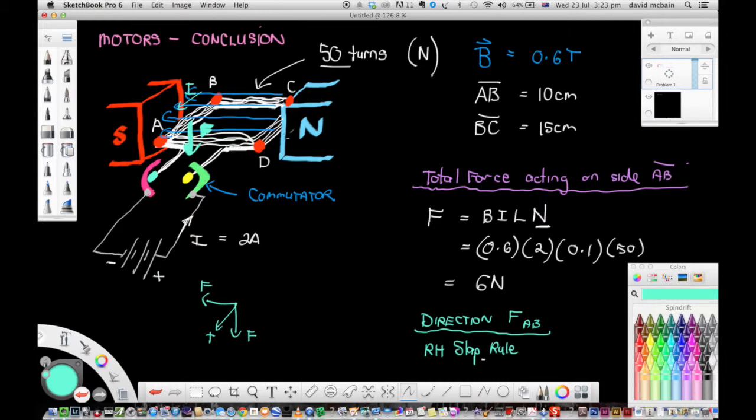And that means by default, if we look at the other side of the coil, because the current is going the opposite direction on this side, the force must be going up. And you can confirm that using the right hand slap rule if you wish. So from this diagram, we can clearly see that the motor wants to spin in the anti-clockwise direction. So anti-clockwise is the direction it's spinning.